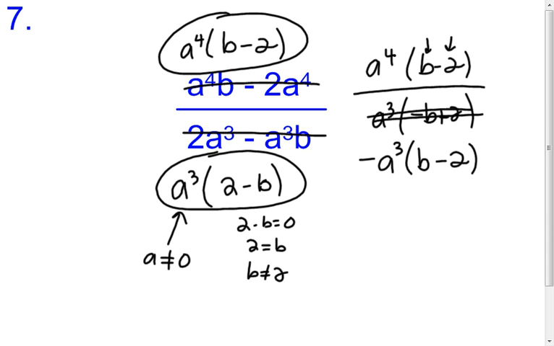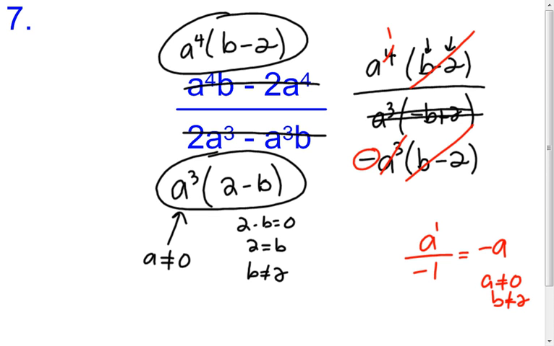Okay, then what happens is these b minus 2's cancel, and a to the 3rd here cancels with 3 of these here and makes that be a 1. And then of course you have this negative sign left down here. So on the top you have a to the 1, and on the bottom you have a negative 1, which of course you're going to just simplify as negative a. Okay? And then we know, of course, that a can't be 0 and b can't be 2. Okay?